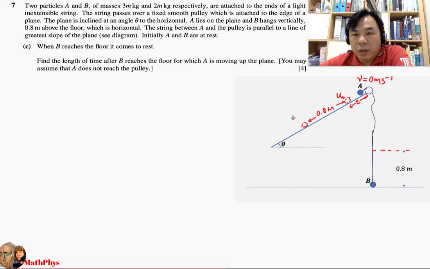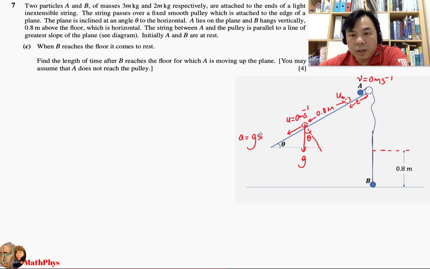Right. Now knowing that the initial speed for A is 0 meter per second. All right. And then don't forget the deceleration because the object is moving upward. So I'm going to write it down here. We know that the gravitational acceleration is g, and then this is theta. So the negative acceleration is given by g sine 30 here. If it's going down, it's g sine 30. If it's going up, in our case, A is moving upward.